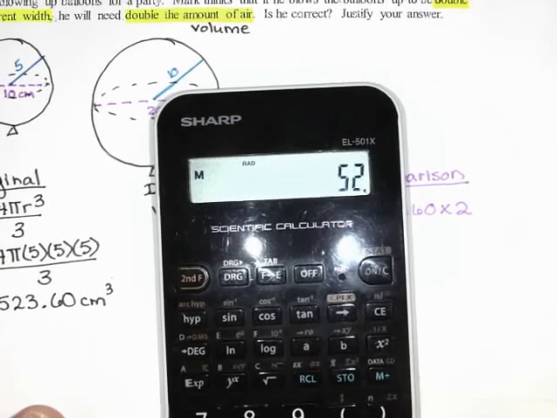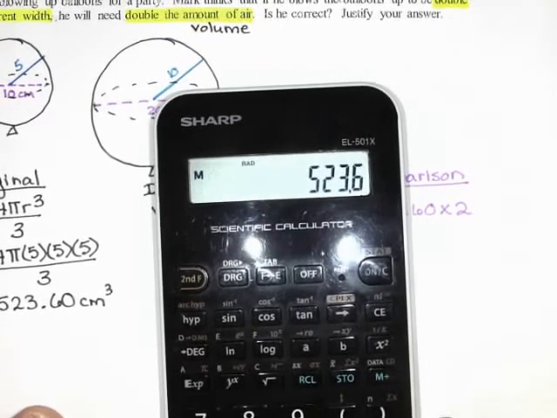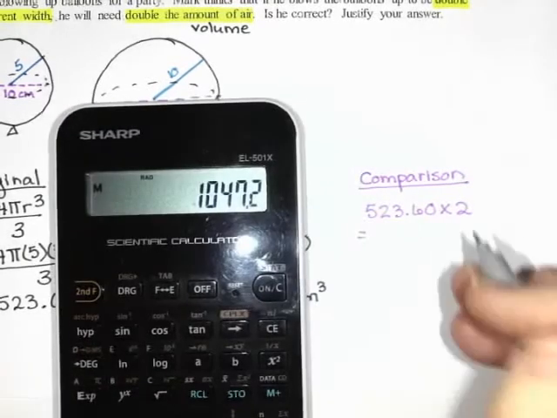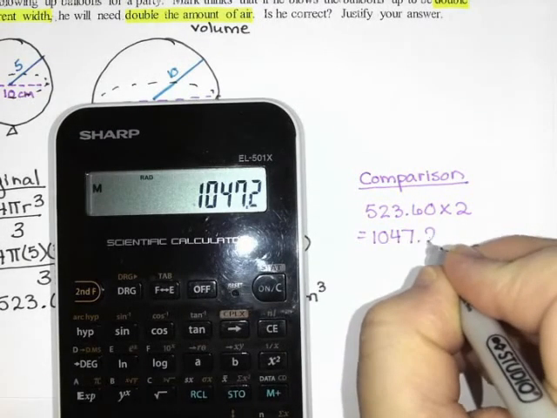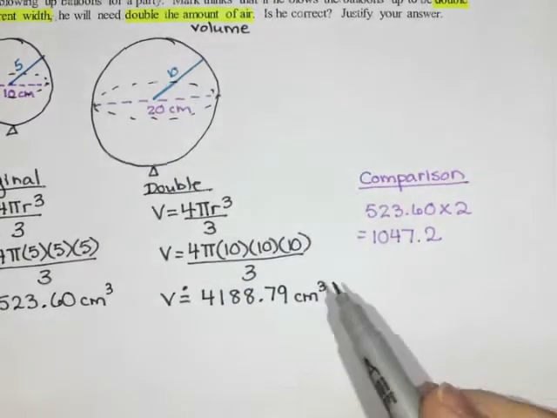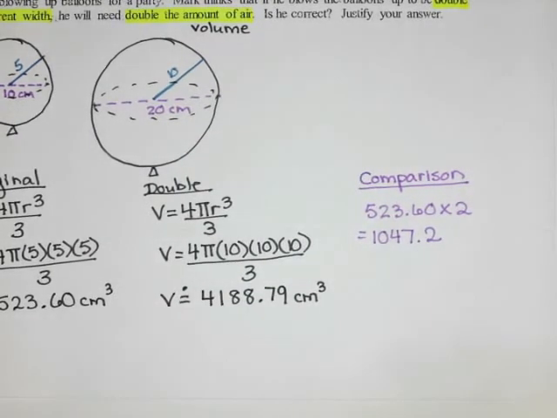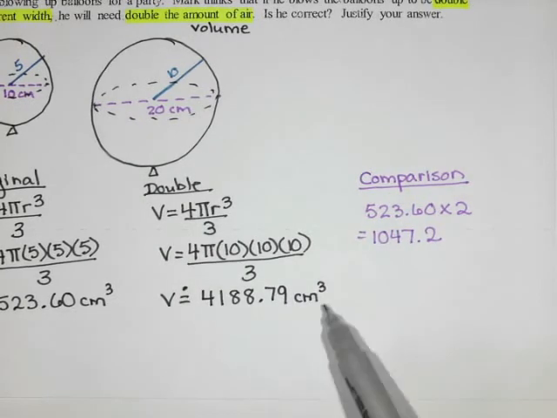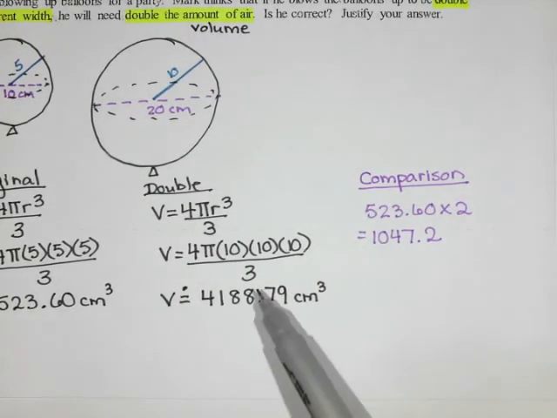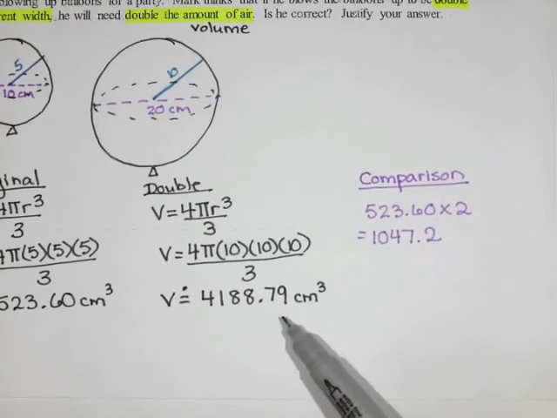So 523.60 times 2 is 1,047.2. Are they equal? No. This is definitely smaller than this one here. So the actual volume is way bigger than Mark thought. Mark thought it would just be double the amount of air. This is way more than double.